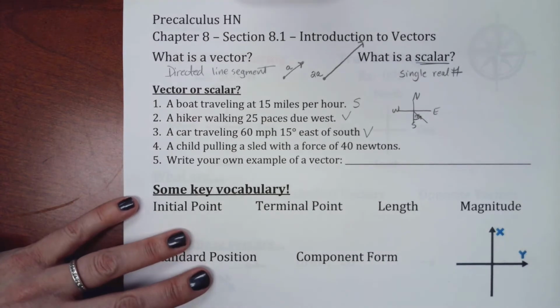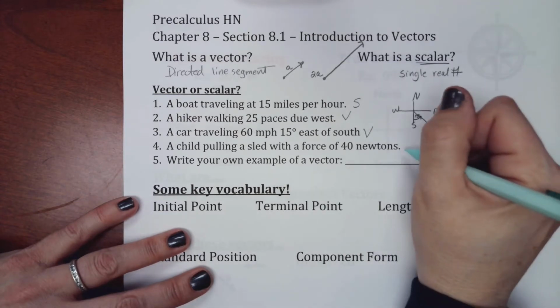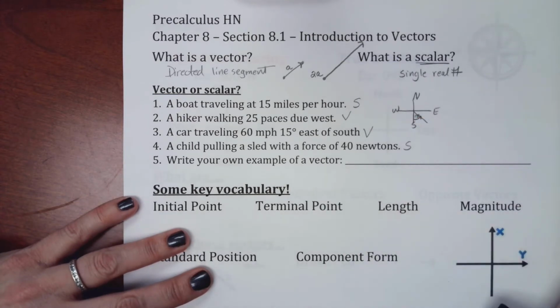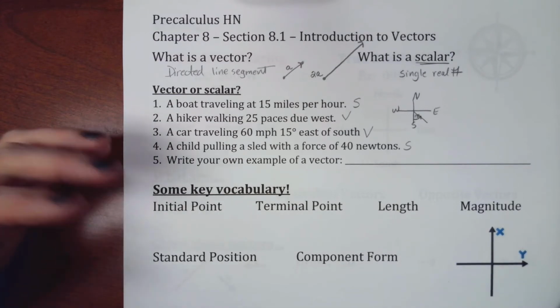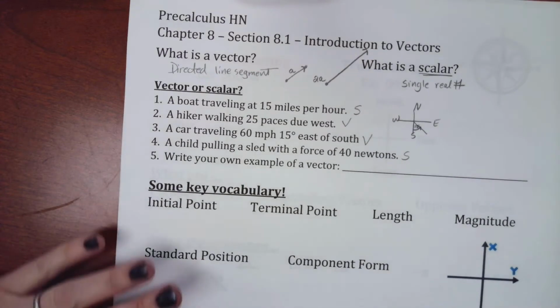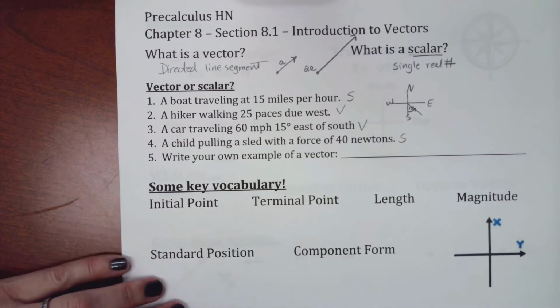All right, a child pulling a sled with a force of 40 newtons. Well, they didn't tell you what direction it was going, they just told you the force, so that is a scalar. If you want to, you can write your own example of a vector. You could say me walking 5 blocks east or something like that. Whatever you come up with, you have direction and length.